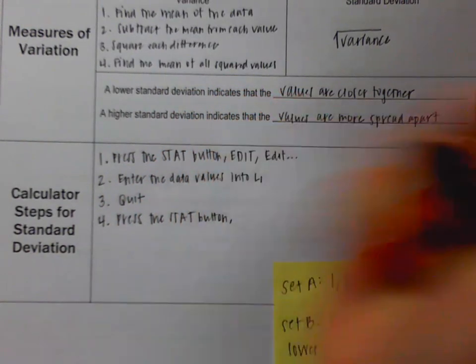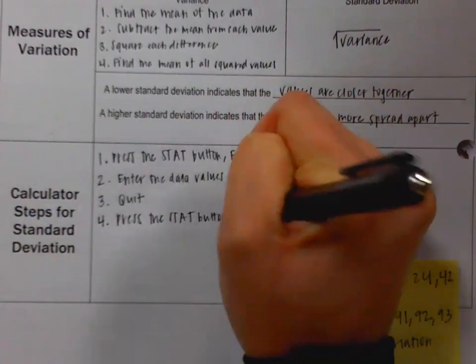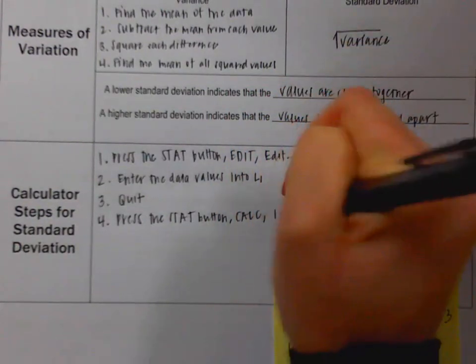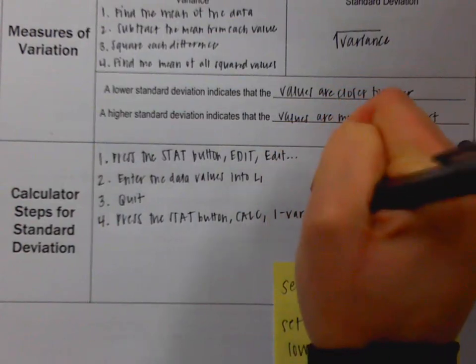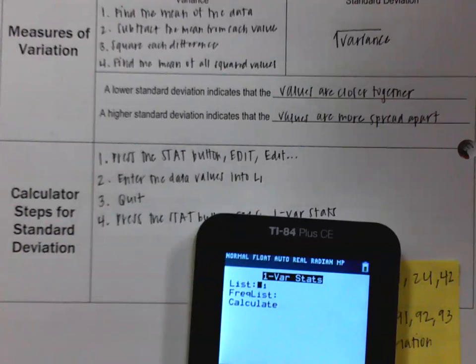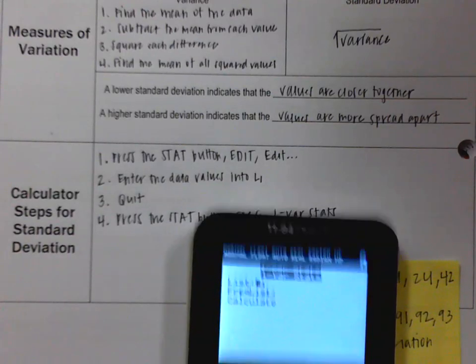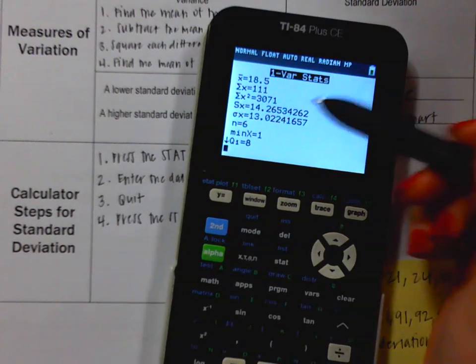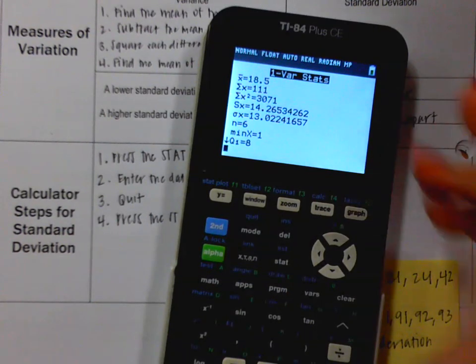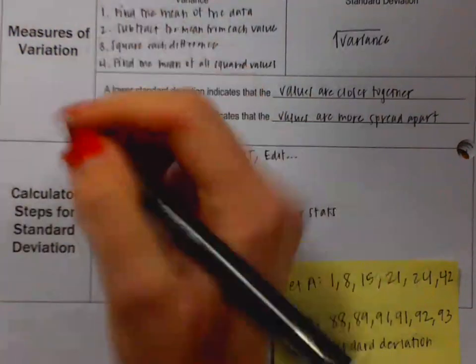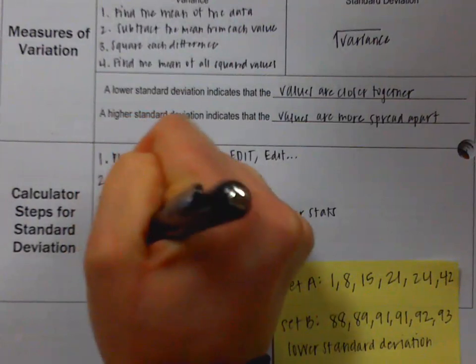And now instead of being in edit, we're going to go to calc and then one var stats. So that's where I'm at right now. Now for me, I'm just going to press enter a few times, and then it's going to give me this list. Once you're at this list, that's what you're looking for. So for mine, I have to go down to calculate.